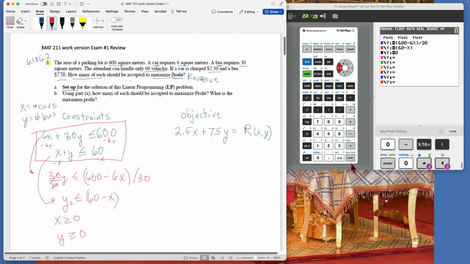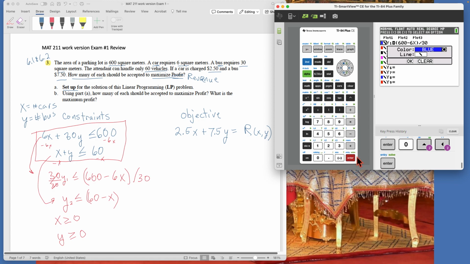So let's see, I think I hit enter, and then I have to come down here and change to the shading. I'm shading above. Enter. Okay. Same thing for the second one. Y is less than it, so I want to shade above. So I hit enter, and there. Now with y is greater than 0, I want above, so I shade below.